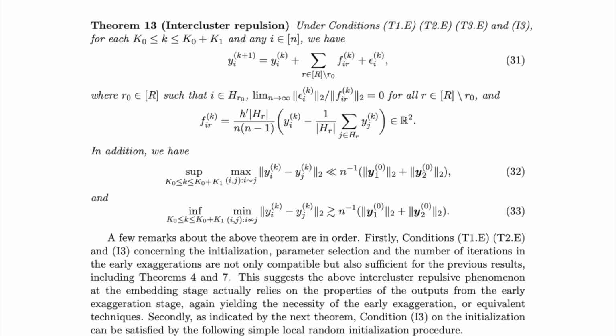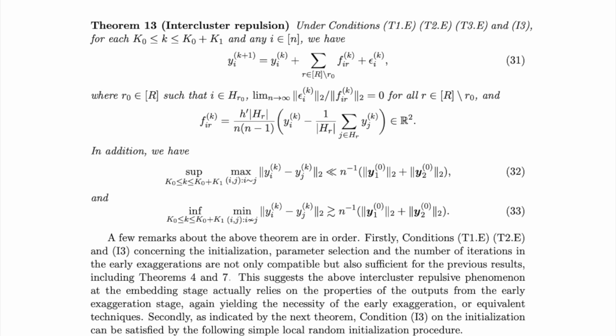Theorem 13, intercluster repulsion. Under conditions T1E, T3E, and I3, for each k0 less than or equal to k less than or equal to k0 plus k1 and any i in N, we have the following, where r is chosen in R such that i is in H_r, and the limit as n goes to infinity of the norm of the difference between y_i^k and its limit equals 0 for all r in R. In addition, we have two further equations.